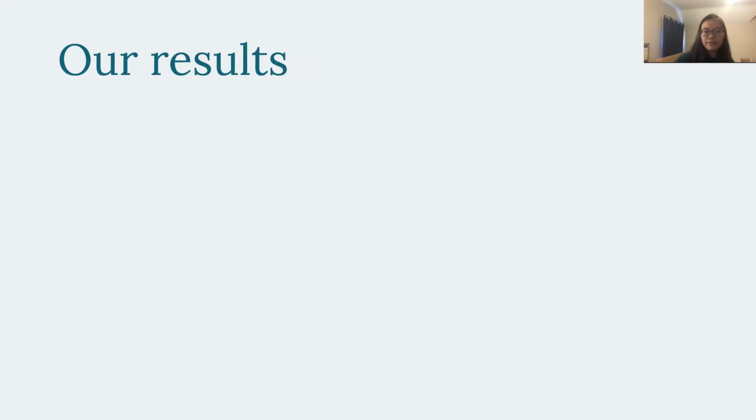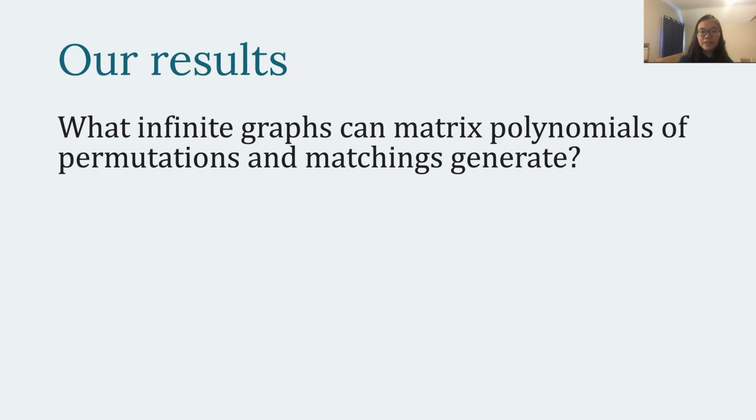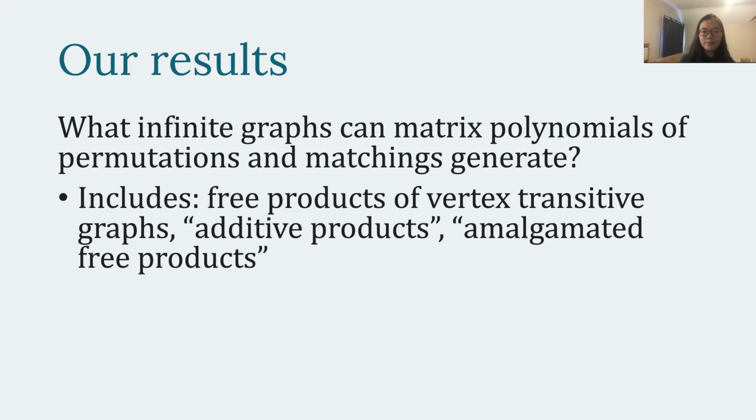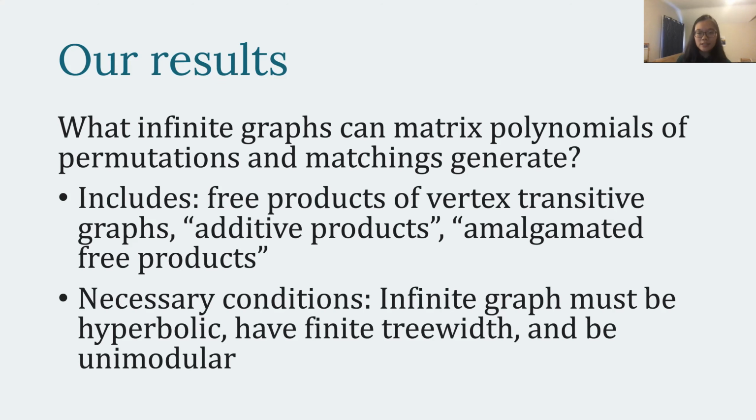So for our results, the first part of our paper investigates what infinite graphs the matrix polynomials can generate. In Bordenave-Collins' paper, they only use it to generate these things called universal covering trees, but we additionally show that matrix polynomials can be used to describe all sorts of graph products in the literature, including free products of vertex transitive graphs, these additive products, and amalgamated free products. And we also show some necessary conditions for a graph to be representable by a matrix polynomial. For example, the infinite graph needs to be hyperbolic, have finite tree width, and also have a unimodular automorphism group.